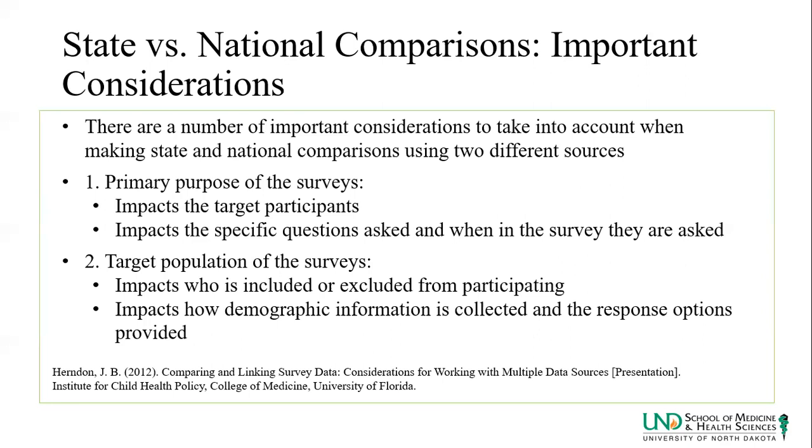Additionally, depending on the purpose of the survey and target population, the response options for demographic questions may differ. One survey may ask participants to report their age and include 10-year age brackets as the response options. For example, 20 to 29 years old, 30 to 39 years old, 40 to 49 years old, and so forth. On the other hand, another survey may ask the same question, but only include response options of under 18 years old, 18 to 64 years old, and 65 years and older.